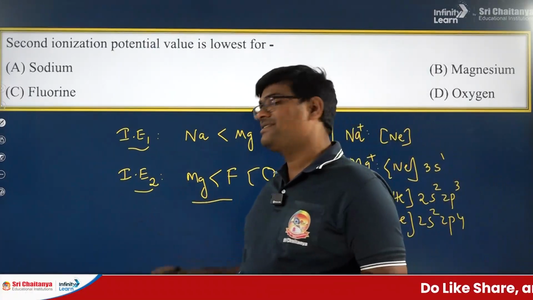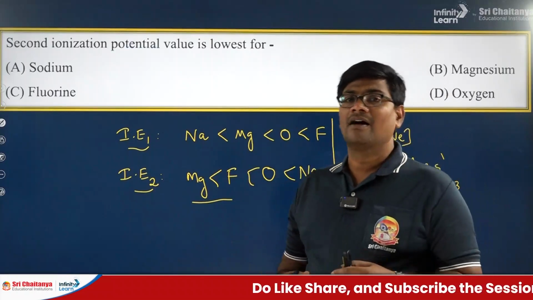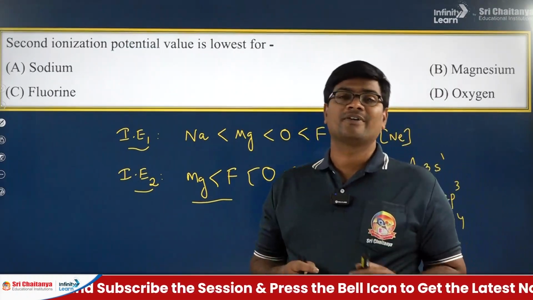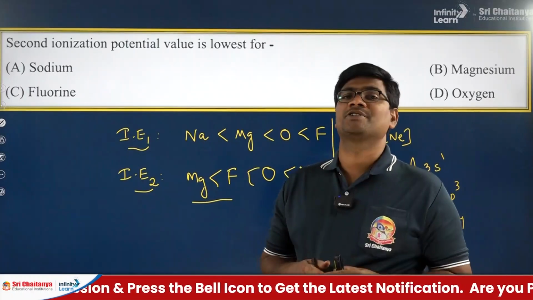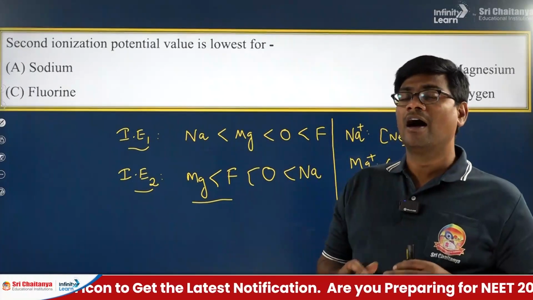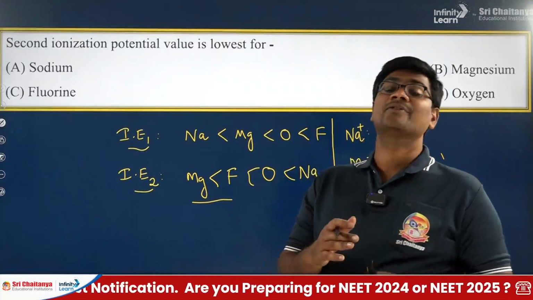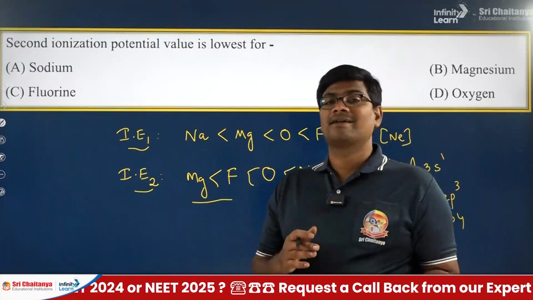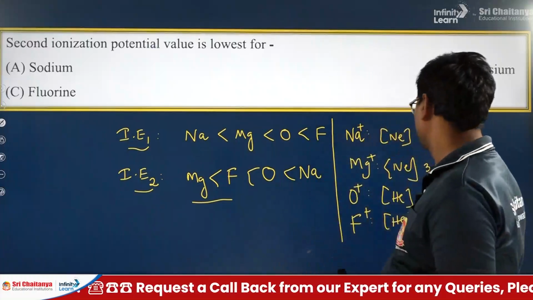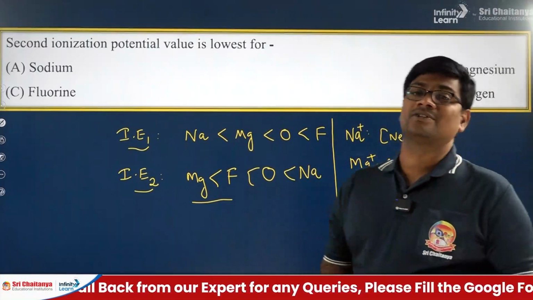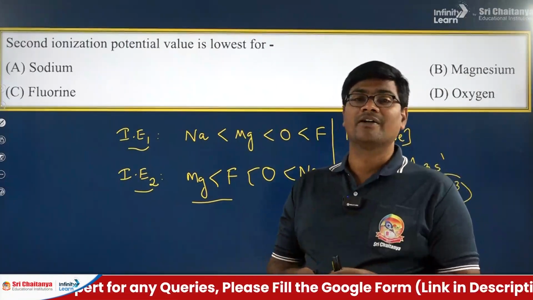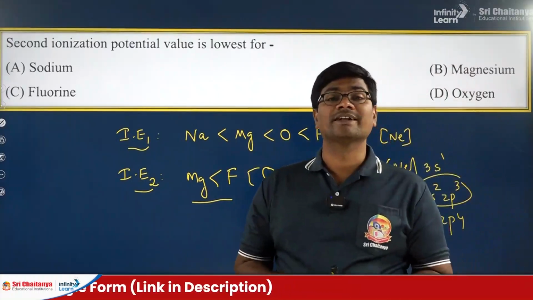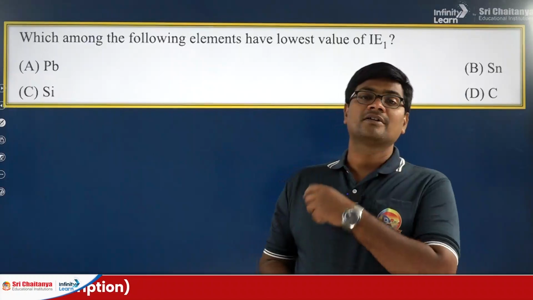It's not only about stability here, it's actually about the effective nuclear charge also. Fluorine being a non-metal has more effective nuclear charge compared to magnesium. Therefore fluorine has a second ionization energy with a higher value compared to magnesium. But O is greater than F because O plus has the stable half-filled configuration of 2s2 2p3, especially like the nitrogen configuration. So this is the question. We can expect this type of question also in the NEET examination. Let's go for the next question.